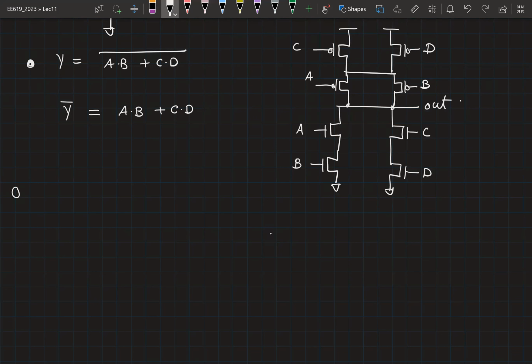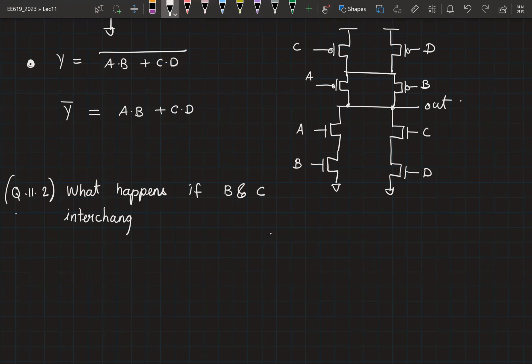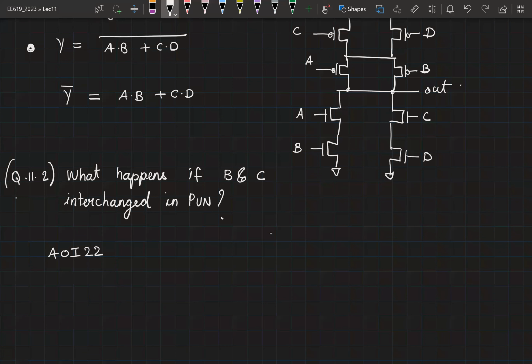Okay. So now a quick question for you to think. I think this is the second question. So what happens if B and C are interchanged in the PUN? You can check if this is still the correct circuit or it is implementing some other logic. This is a homework. Now, this particular circuit is what we call as an AOI-22. Have you seen such terms before?